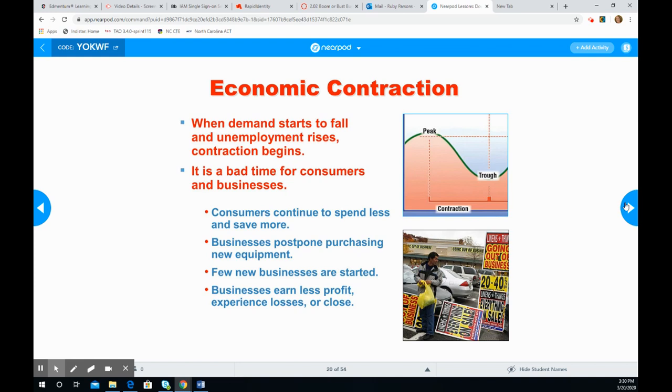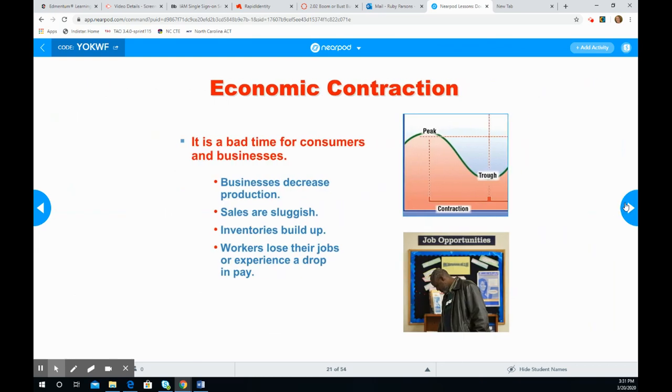So is it a bad time for consumers and businesses? Well, it all depends. Consumers continue to spend less, but they're saving more money, and people think saving money is good. Businesses will postpone purchasing that new equipment, and they'll just use what they've got. There'll be fewer new businesses started, and businesses earn less profit because we consumers aren't spending money. They experience losses, possibly even close, just like what you see here, going out of business sales. So as you're in that economic contraction, it is a bad time for consumers and businesses.